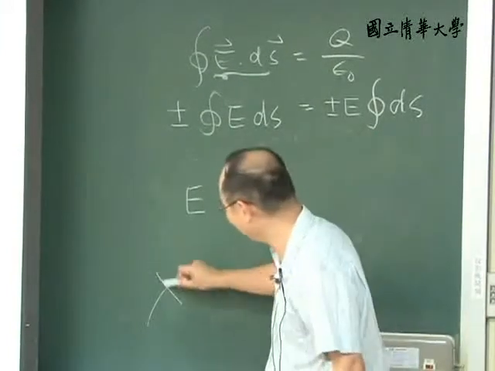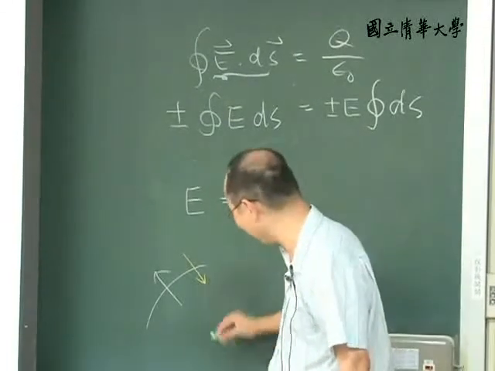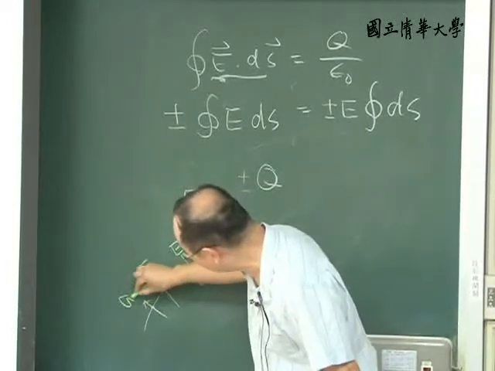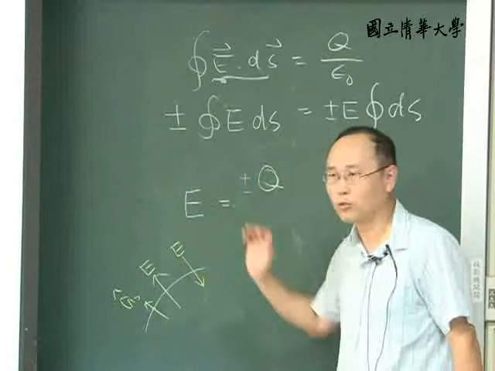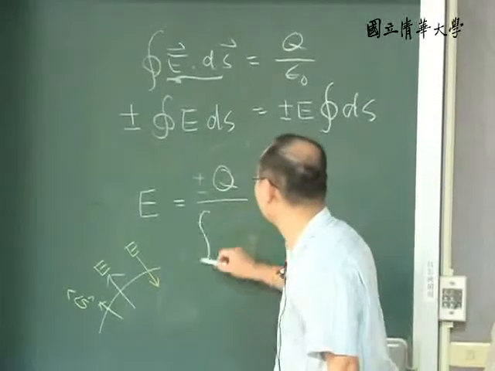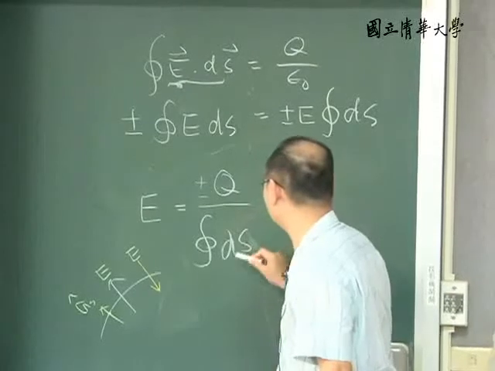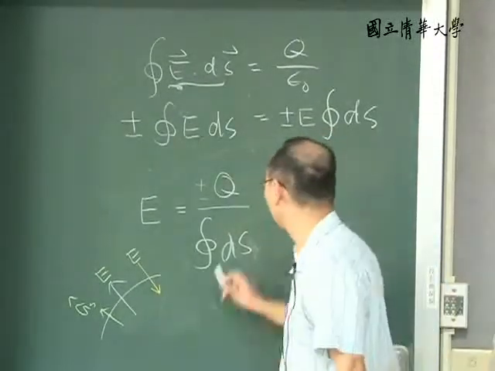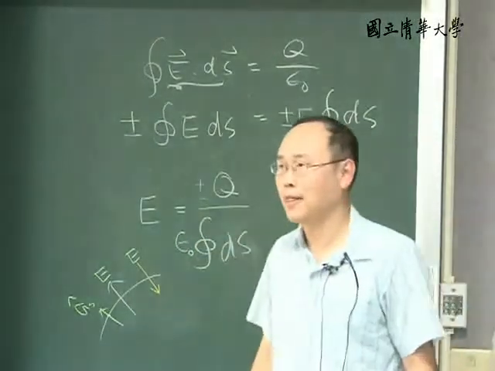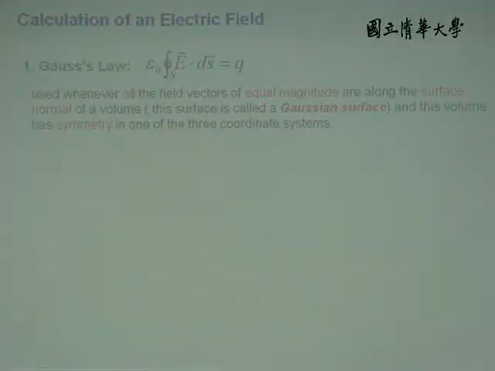Sometimes this electric field is going this direction. Sometimes this electric field is going along this direction, and the direction of the surface normal is always outward. Okay, that's why you could have a positive, negative sign, and then you divide this with whatever you calculate from this surface integration. And don't forget that you have a vacuum permittivity associated with it. So this is how you calculate the electric field by using Gauss's law.